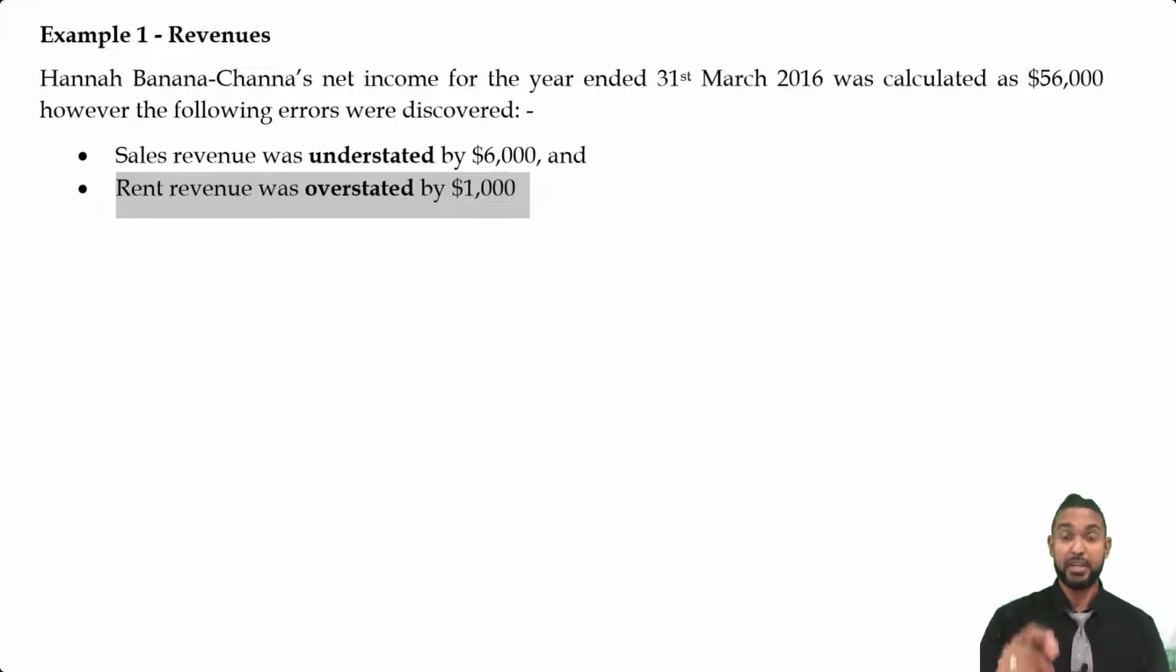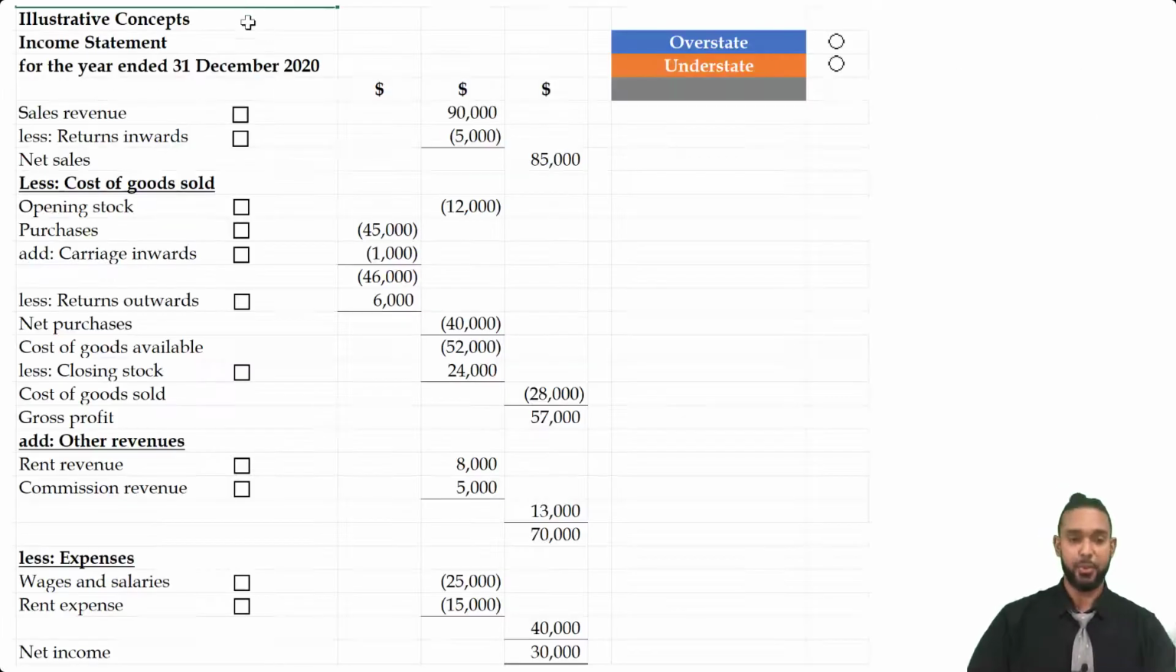So what I want to do here is go across to an income statement and show you the effects of each of these errors on net profit and what happens when we correct those errors. Okay, so here we have an income statement for illustrative concepts for the year ended 31st December 2020.